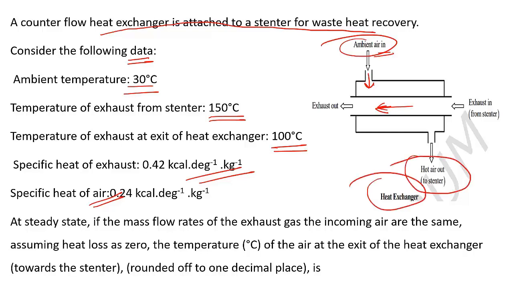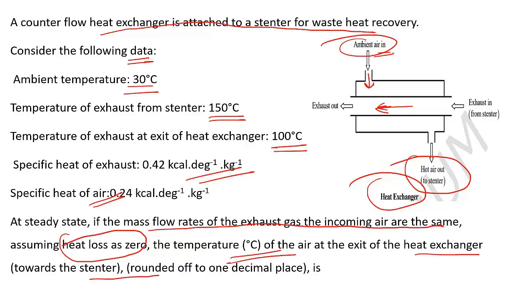This is a typical figure of a heat exchanger. From here, hot air to the stentor goes out. It is said in the question that at steady state, if the mass flow rates of the exhaust gas and the incoming air are the same, assuming heat loss as 0, find the temperature in degrees Celsius of the air at the exit of the heat exchanger towards the stentor, rounded off to 1 decimal place. This is a general question from the waste heat recovery part.